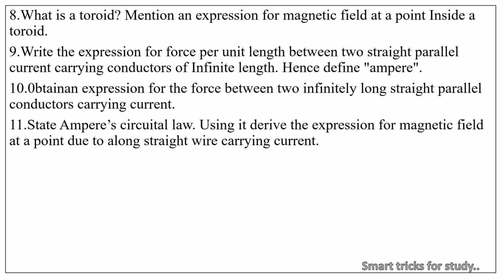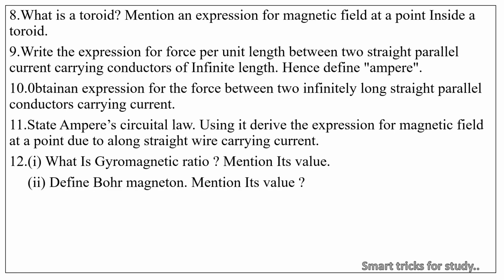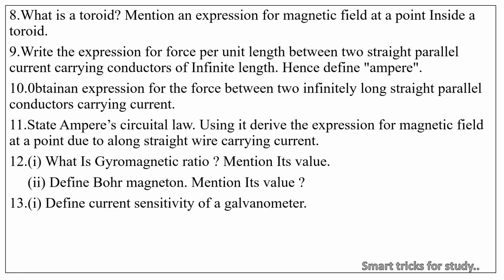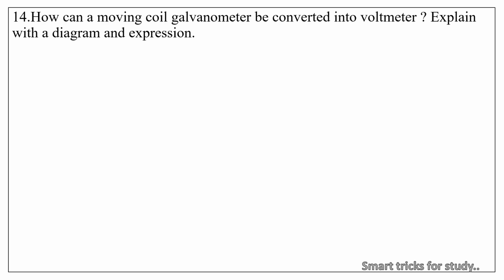11. State Ampere's circuital law. Using it, derive the expression for magnetic field at a point due to a long straight wire carrying current. 12. 1. What is gyromagnetic ratio? Mention its value. 2. Define Bohr magneton. Mention its value. 13. 1. Define current sensitivity of a galvanometer. 2. Define voltage sensitivity of a galvanometer.